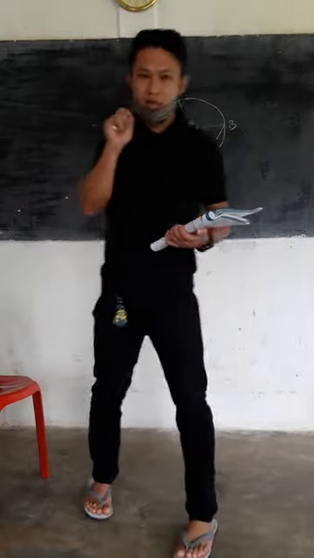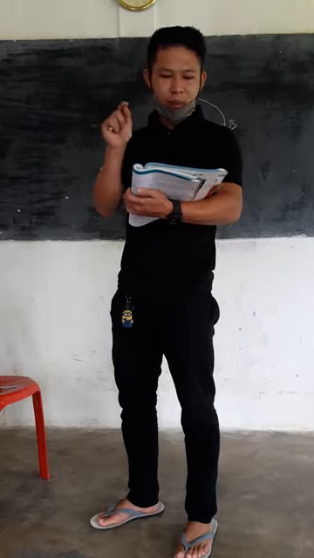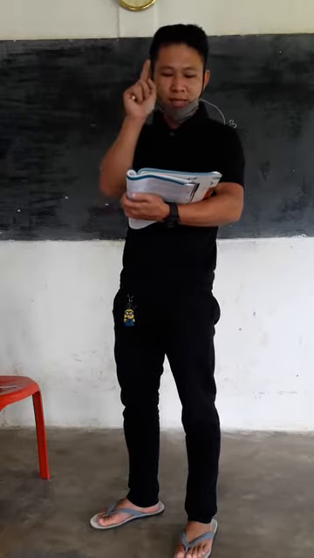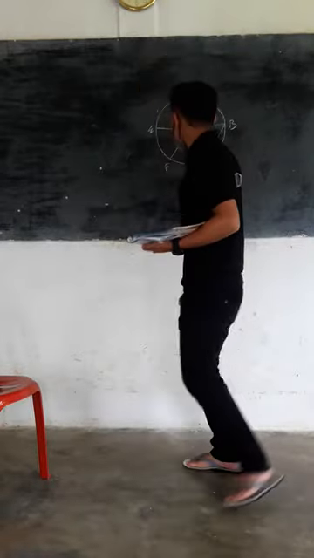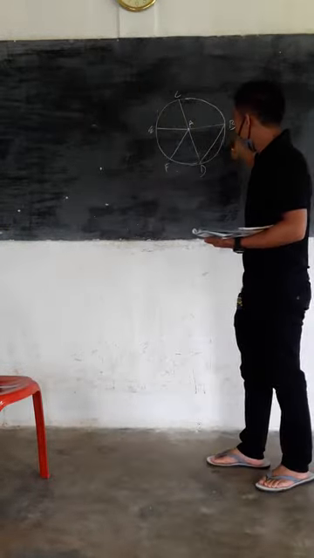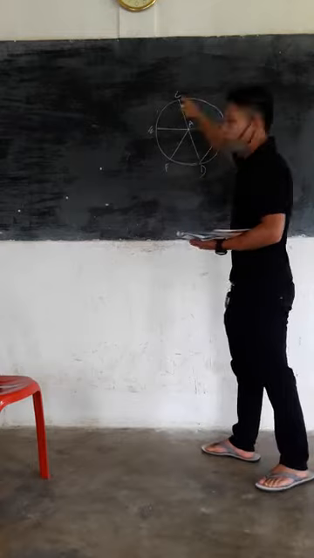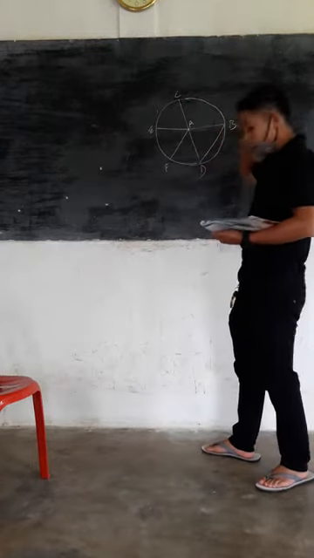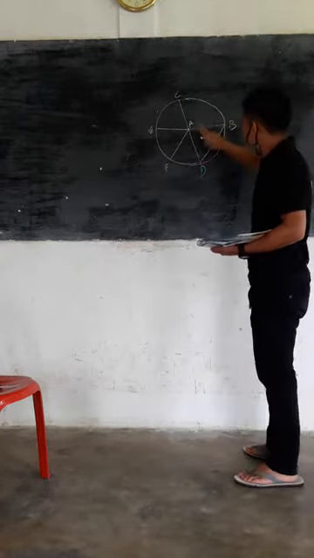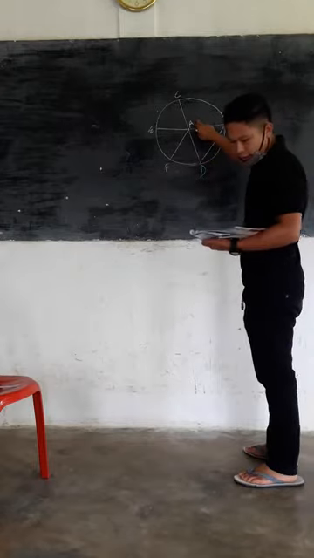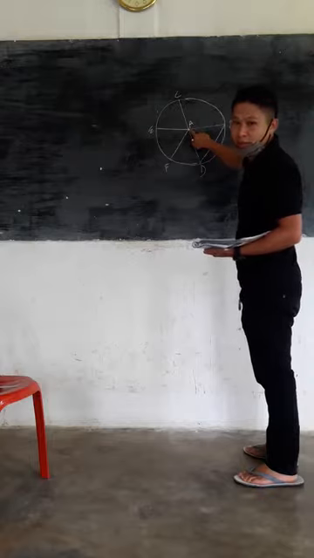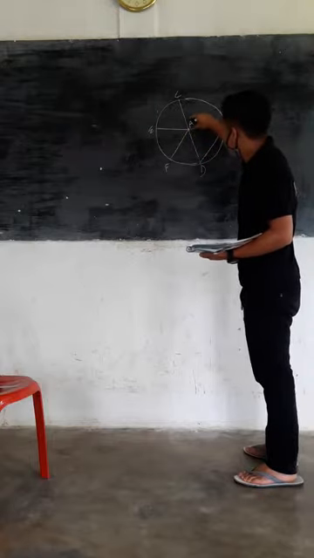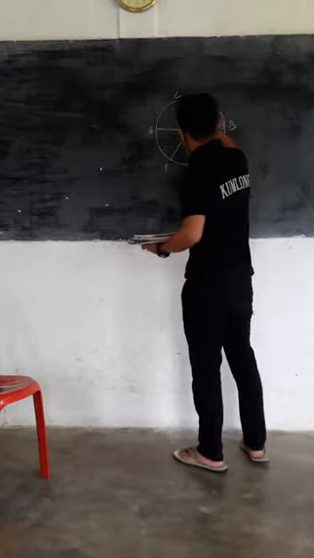So in exercise 10.3, the first question is: name the components of the circle in the empty boxes in the following figure. This is a figure, and we will be discussing everything about a circle. Now, this is a circle. The first one, point A. The center point is known as A. The point A is known as center.